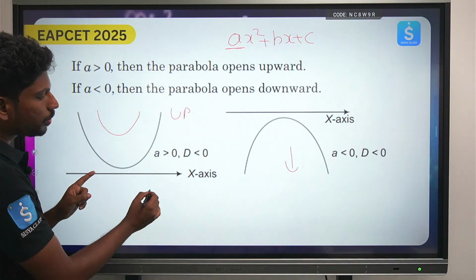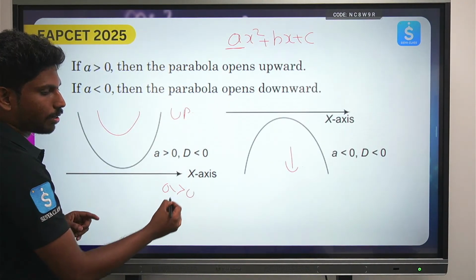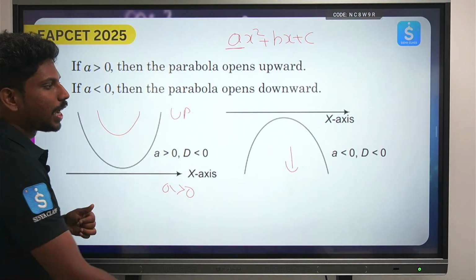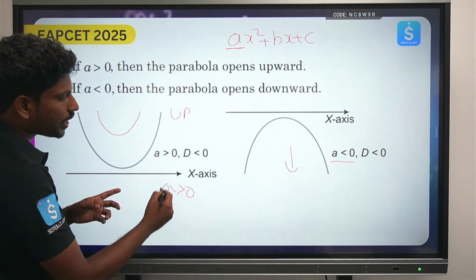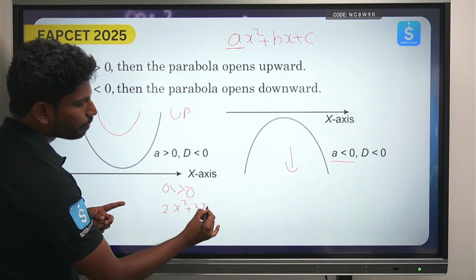So here you remember, the smile symbol is there whenever we have a greater than 0, right? So whenever we have a greater than 0, we have this smiley symbol, and whenever we have this sad symbol, then a is less than 0. A less than 0, for example, 2x square plus 3x plus 2.